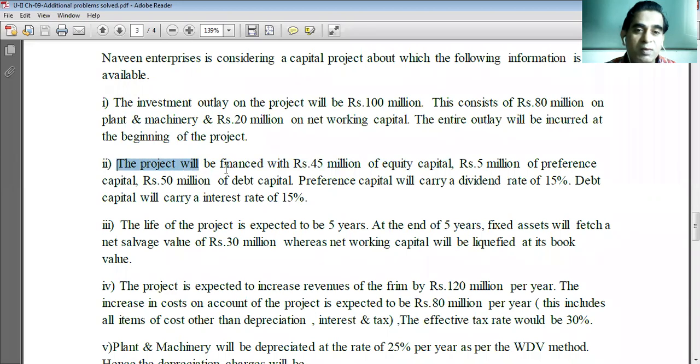So the project will be financed with 45 million rupees of equity capital, means the company will have an equity share issue, equity shares worth 45 million rupees. So 45 million rupees will be financed or arranged through equity shares. We call it equity capital. 5 million rupees of preference capital. So 5 million worth of preference shares will be issued. By that way, the company will arrange some 5 million rupees through preference shares.